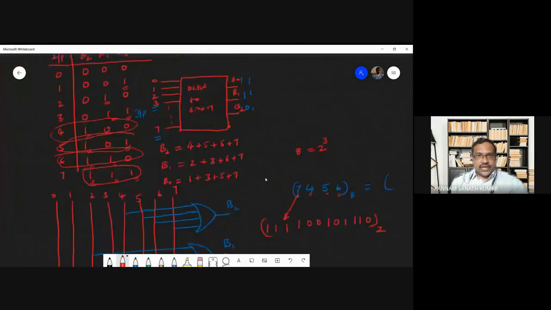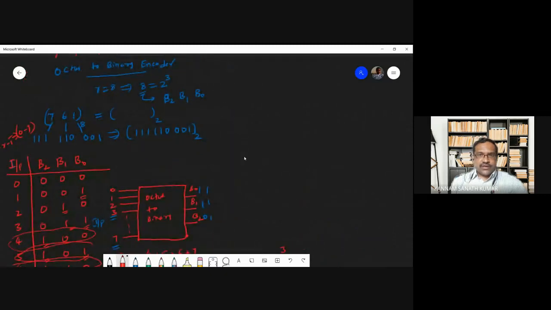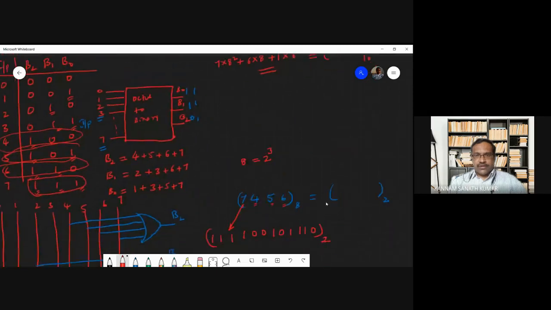Suppose initially I took one example, 761. I need to convert it into decimal. So what should you do? You need to multiply with the weights. So 1 into 8 power 0, since decimal has radix 10. 6 into 8 power 1 and plus 7 into 8 square. Whatever value you get is in terms of decimal. You can do it on your own. Like this, you can convert any octal number into binary or decimal.